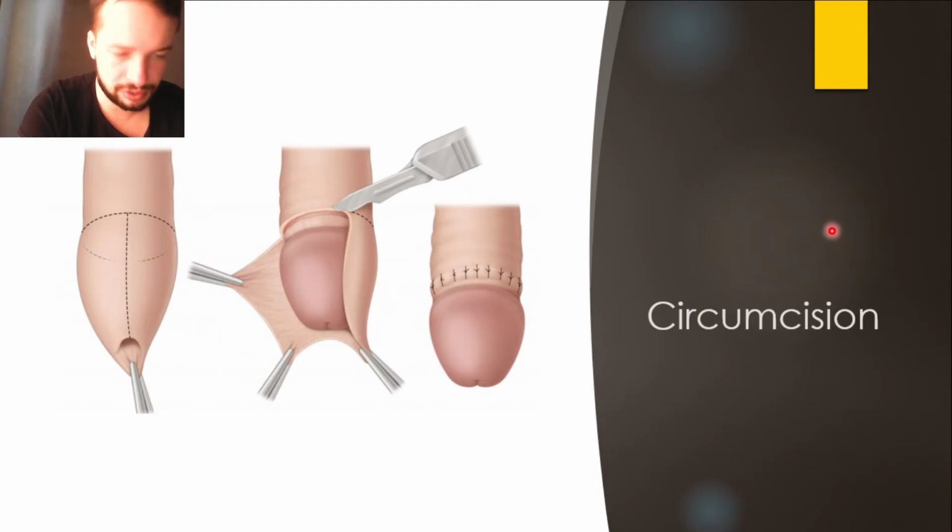Circumcision. The only absolute indications for circumcision are secondary phimosis, paraphimosis, and recurrent infections with scarring. Other indications include primary phimosis, recurrent balanoposthitis, and recurrent urinary tract infections in patients with urinary tract abnormalities, as these significantly reduce the bacterial colonization of the glans.